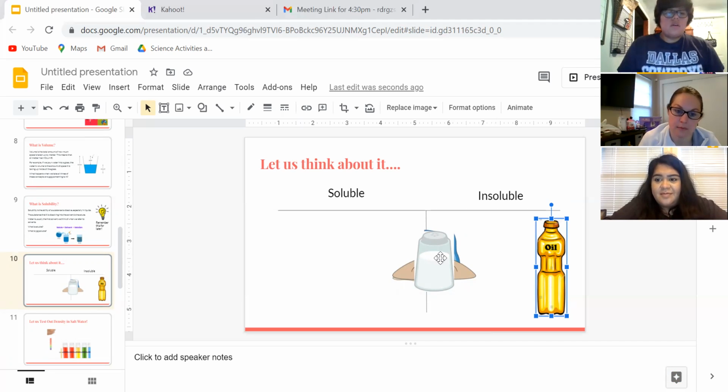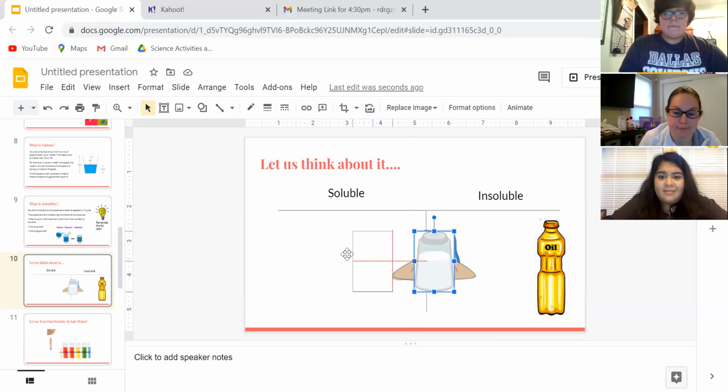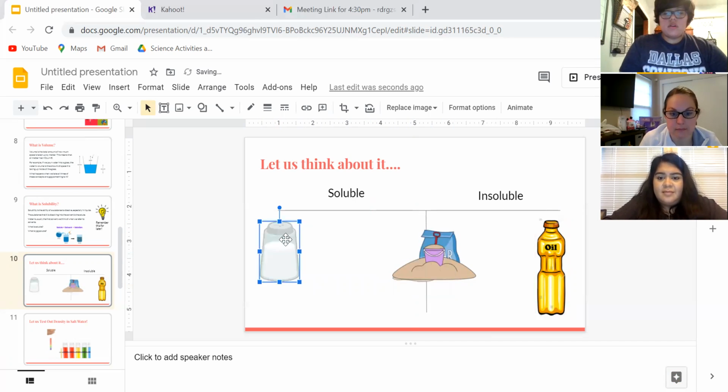So when we combine water and salt together, we can see that most of the time we don't have anything left at the very bottom of the cup, because after we stir it, yes, it's added to the water and the densities are changing, but we can't visibly see it like how we would with oil. So would salt go under soluble or insoluble? Soluble. Soluble, right. So we're going to move that on over.